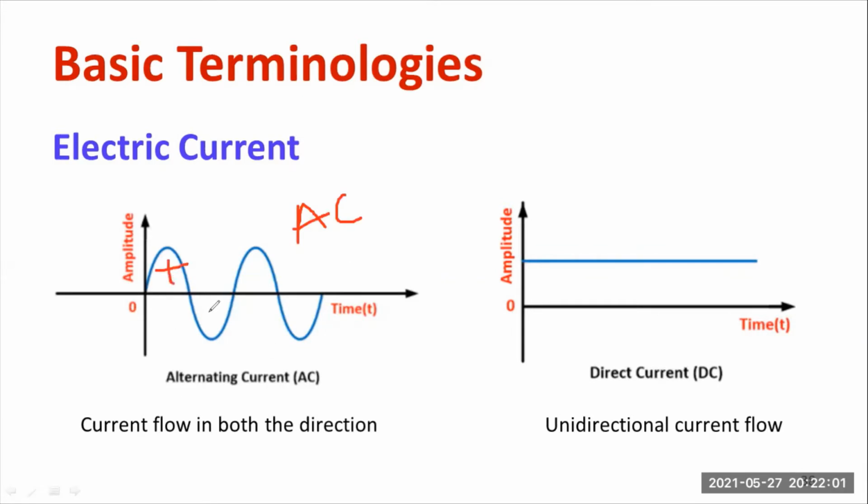One is the positive half cycle, another is the negative half cycle. There must be a frequency also. I'll let you know what frequency is, what RMS value is, average value, everything. So current flow will take place in the positive and negative direction.